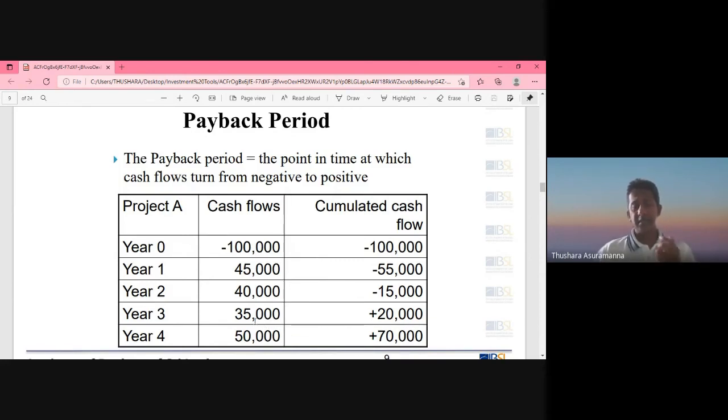If the exact fraction is 15,000 divided by 35,000. Are you in agreement with me? 15,000 divided by 35,000 is the fraction that you need beyond 2 years. Is everybody in agreement with my comment?